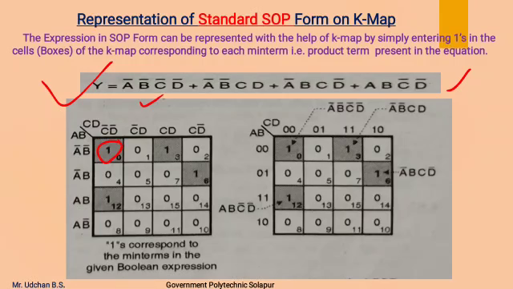The next product term is A bar, B bar, C D. This is A bar, B bar, and this is C D. So the cell position is over here, therefore 1 is entered. The next product term is A bar, B, C D bar.